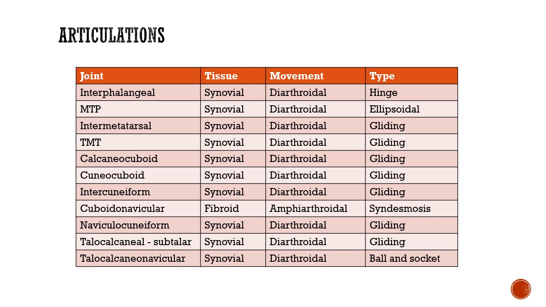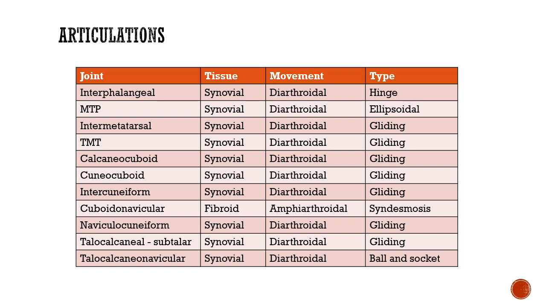Now we have articulations to talk about. The interphalangeal joints, which include the DIPs and the PIPs, are hinge joints. The MTPs are ellipsoidal. The intermetatarsal joints are gliding. Tarsometatarsal is gliding. Calcaneocuboid is gliding. Cuneocuboid is gliding. Intercuneiform is gliding. An oddball one is the cuboideonavicular, which is a syndesmosis joint.